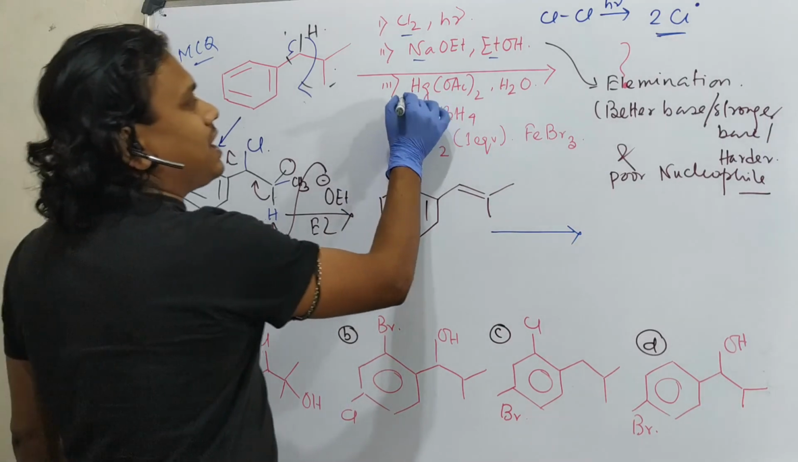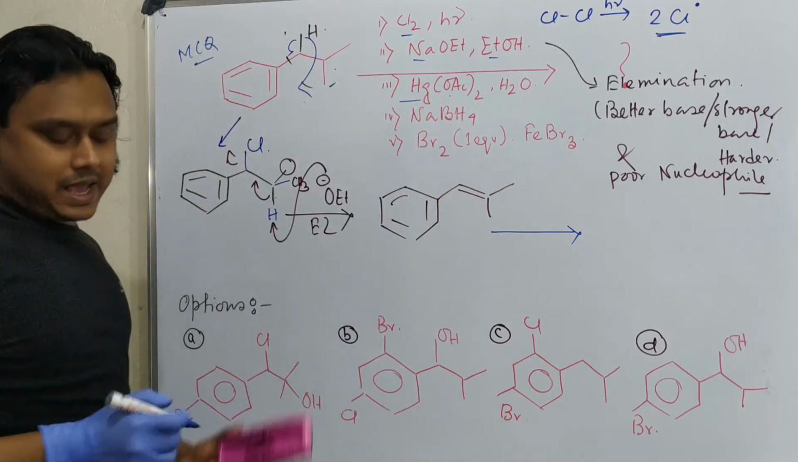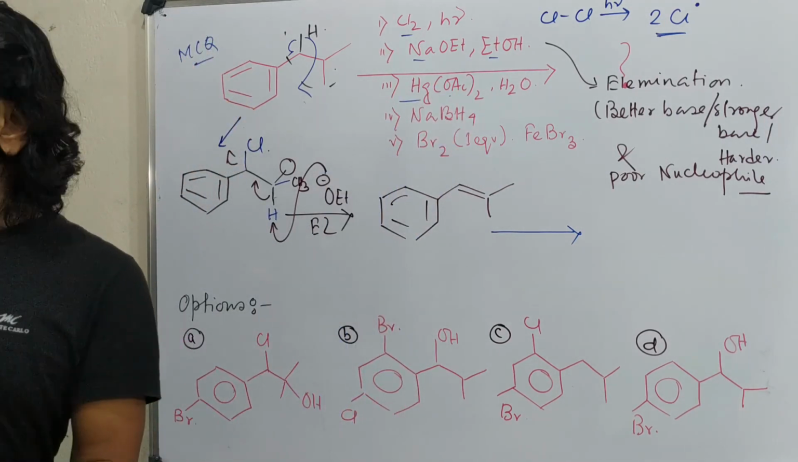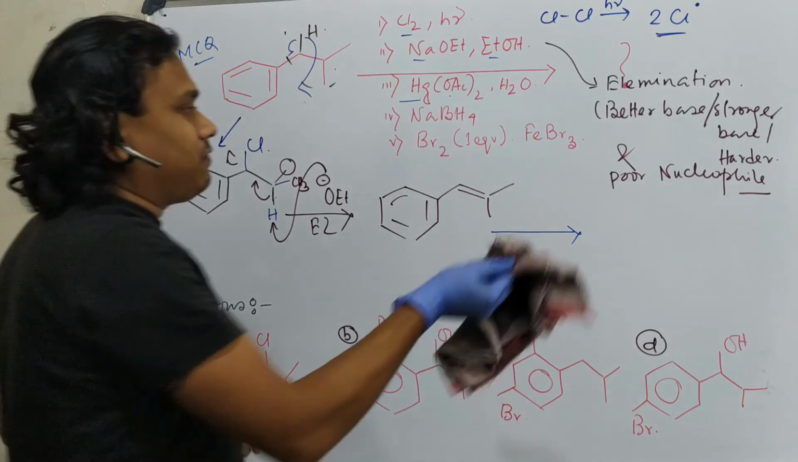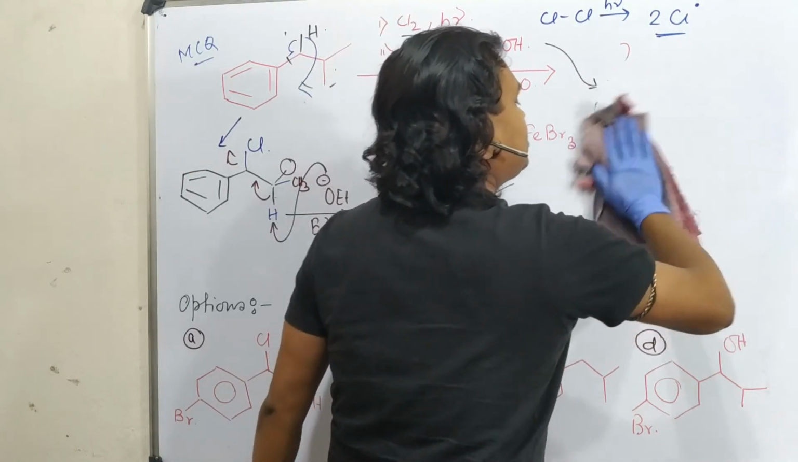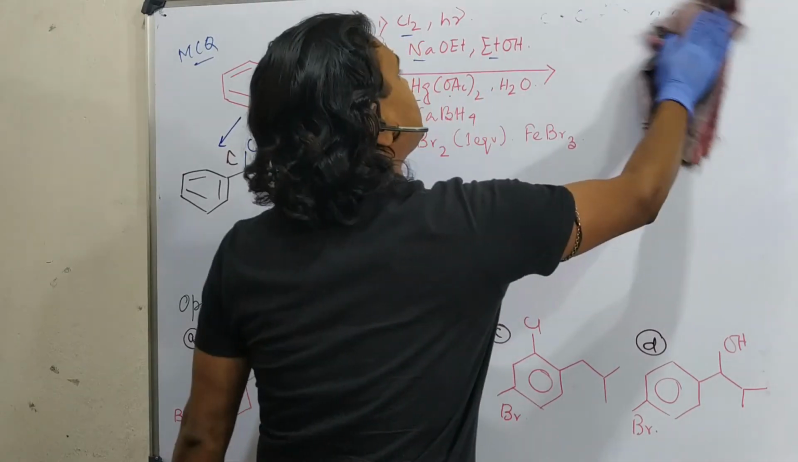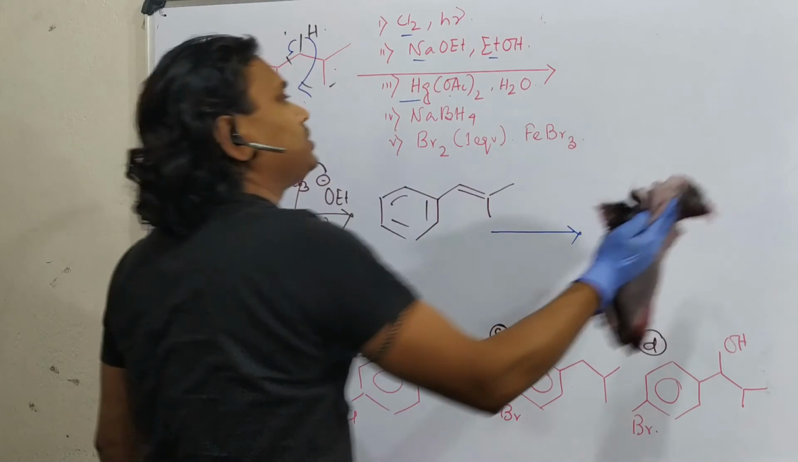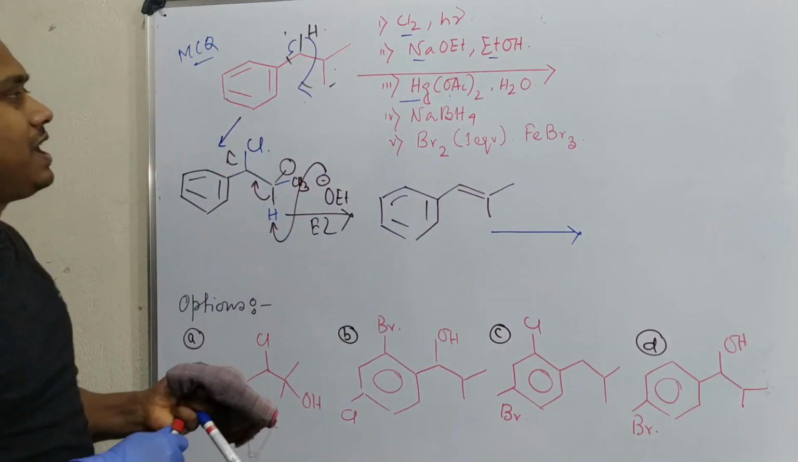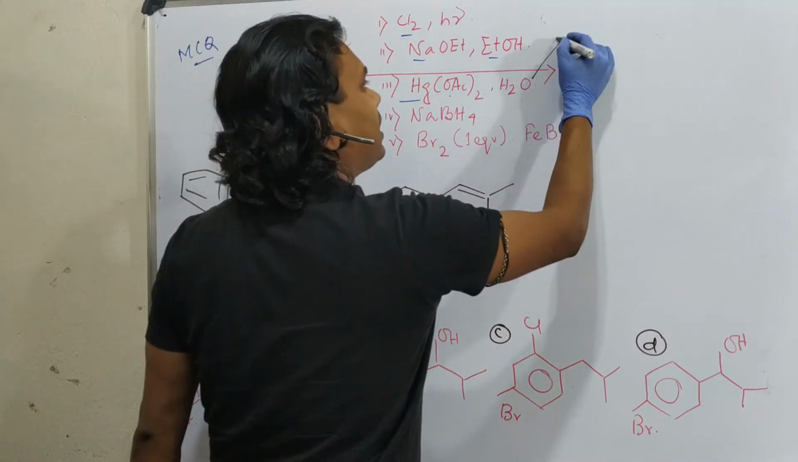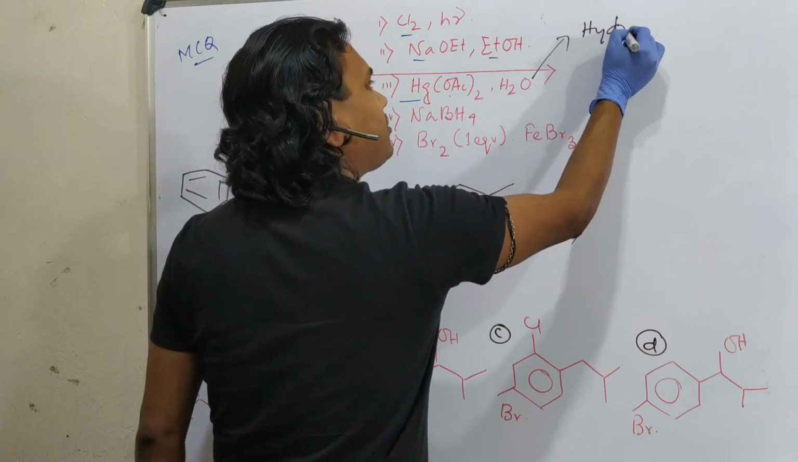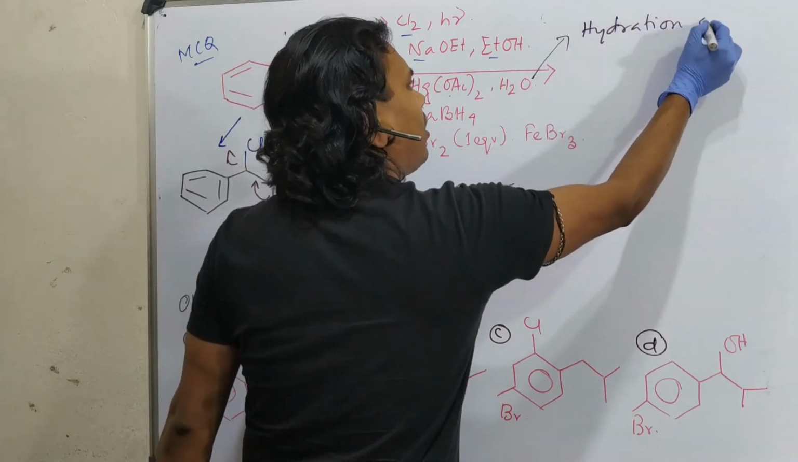Third reagent is mercuric acetate. I know there are lots of reagents. I have already discussed a reaction, that is oxymercuration-demercuration. Please visit the lecture on oxymercuration-demercuration for better understanding. Actually, this is nothing but, you may consider, hydration of alkene.